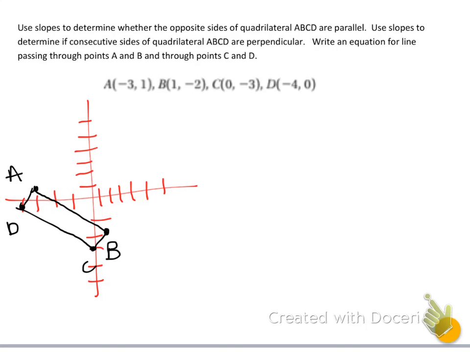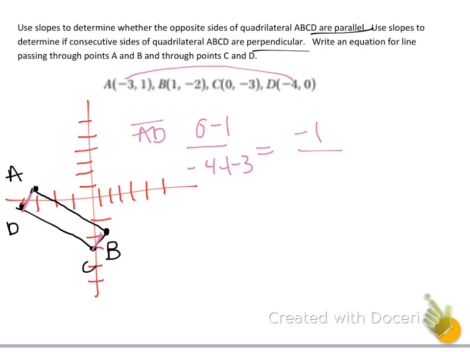Okay. So we're doing parallel and perpendicular, so let's do parallel first. We're doing AD and CB first. So AD, we have 0 minus 1 over negative 4 minus negative 3. So negative 1 over negative 1, so positive 1.